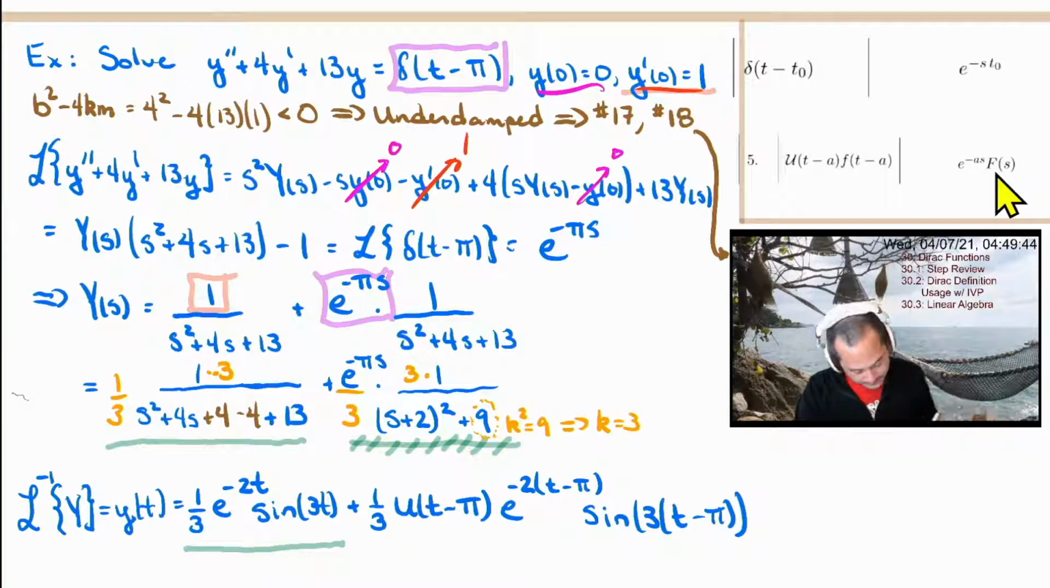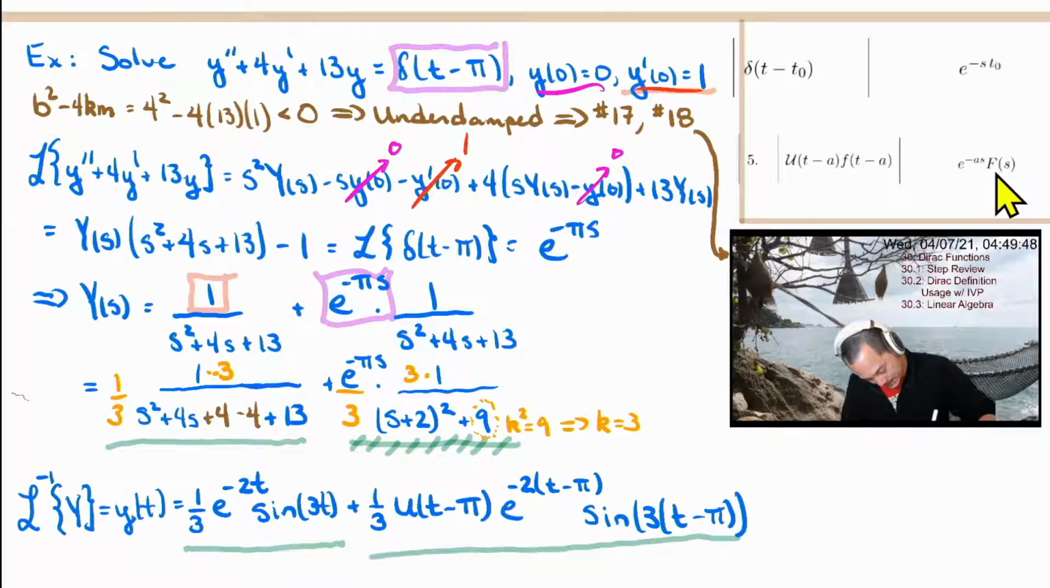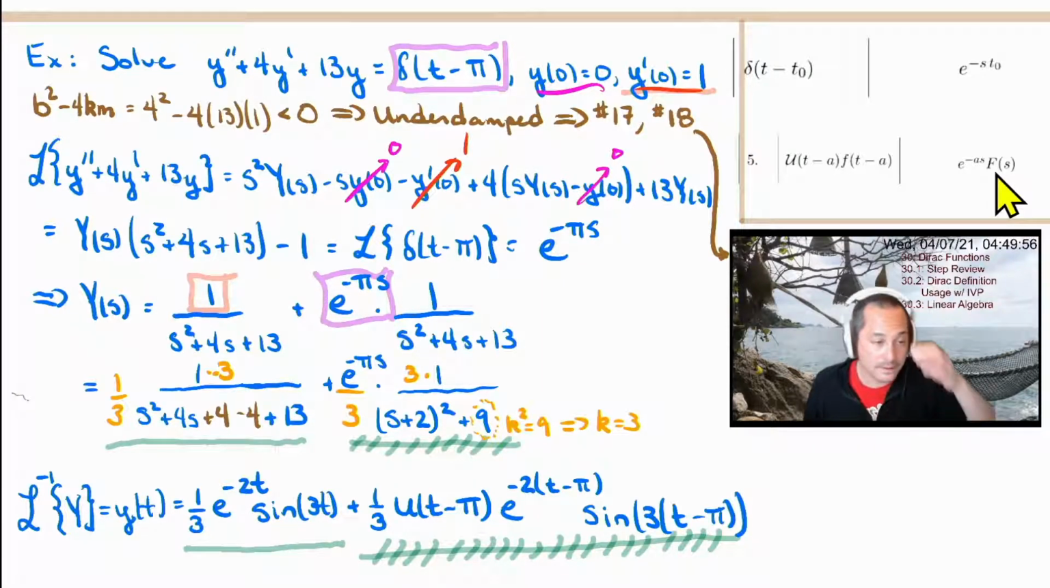All right. That is the end of Laplace transforms. There is another example that I have cooked up, but I'm not going to be able to talk about it. I do have videos about that, which I'll post.